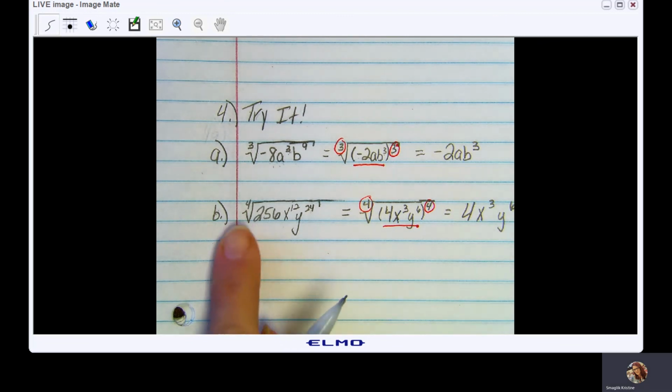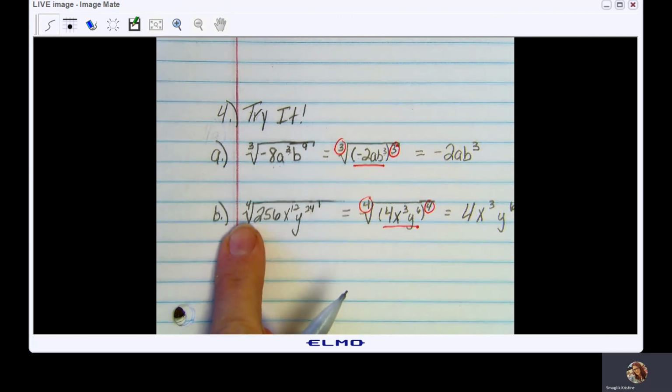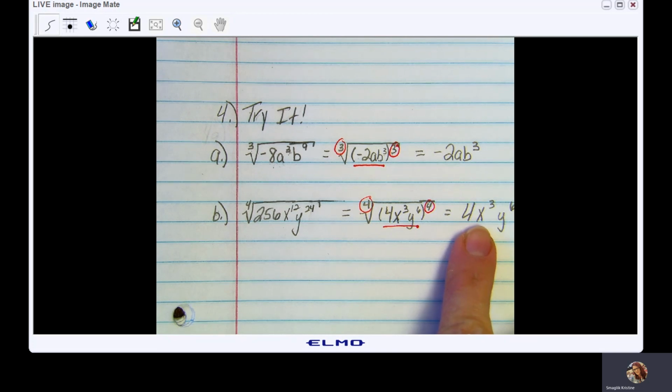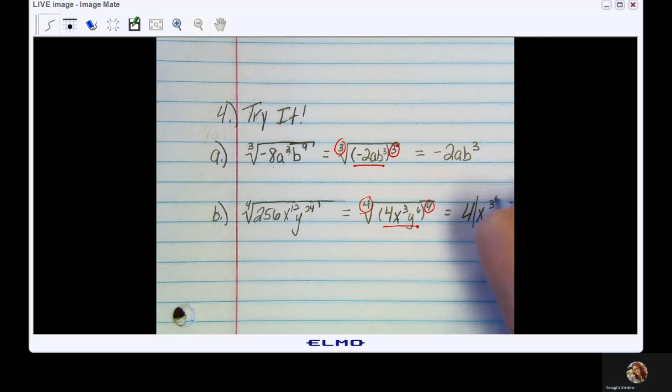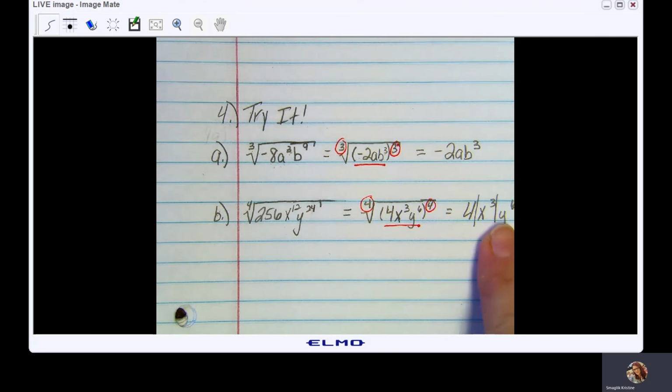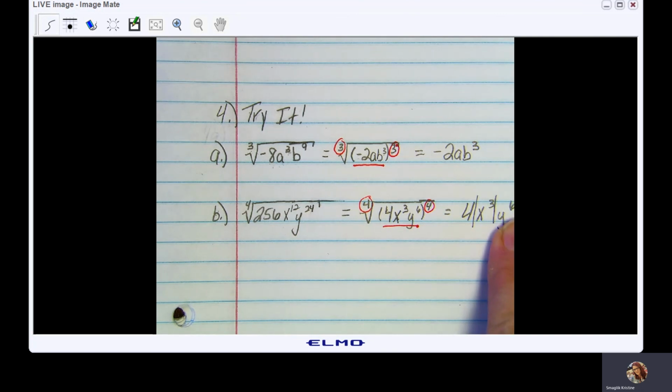But again, don't forget, you have an even root. Your answer must be positive. I could put a negative number in for x here and it would stay negative. So in order to fix that, make sure it's positive, I'm going to put absolute value bars around it. Y to the 6th, that's an even exponent. Anytime you raise a number, negative or positive, to an even exponent, your answer will always be positive.